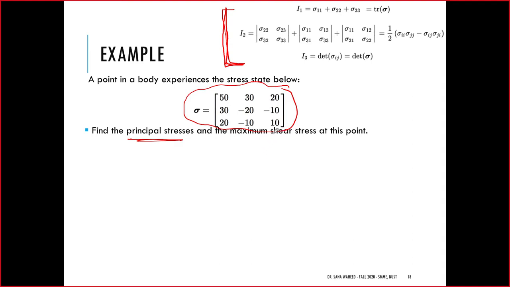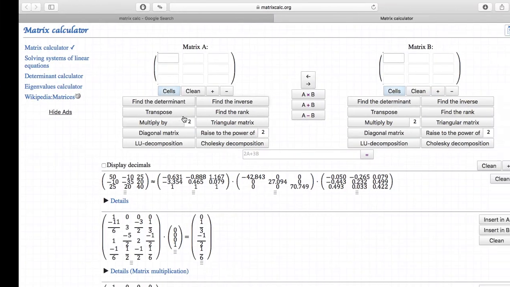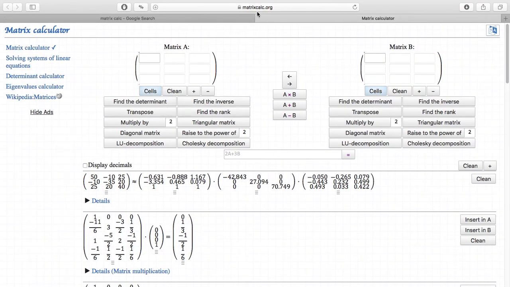It's open book, you can look up things and so on. So you're welcome to directly find the principal stresses or eigenvalues if I have not asked for the working. Okay? Or how can we do that? Again, the same old, this even matrix calc does it.